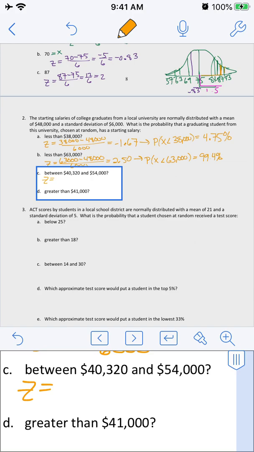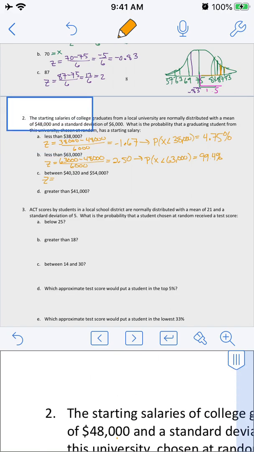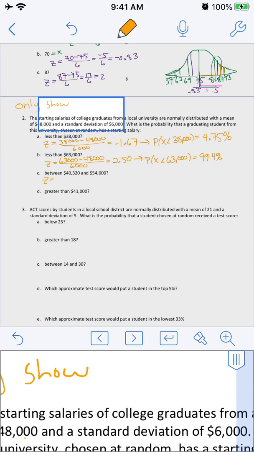Kind of a big note about z-score, though. Notice the first two were just less than. There wasn't even an option for greater than. There was no z-table for greater than, and another for less than, and another for between. Z-scores only show less than, and that's a huge point. They've only added up the values for less than.